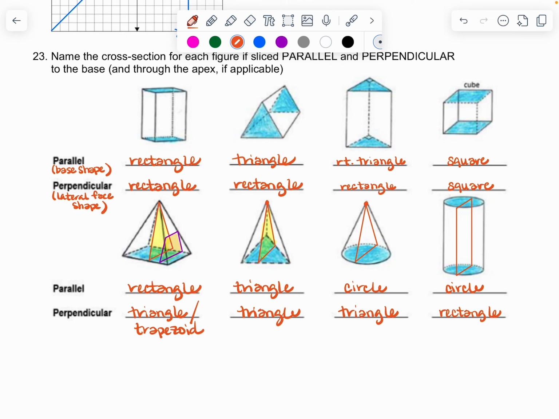Oh my goodness, y'all. Okay, that was a lot. So there is all of the work for the review and everything explained. Hopefully that all makes sense.